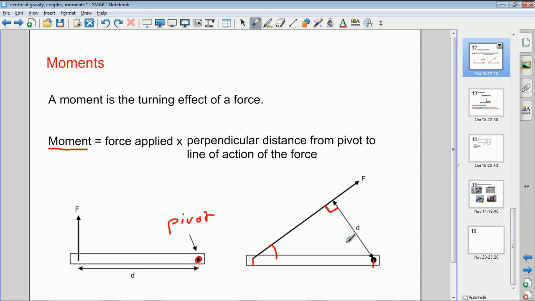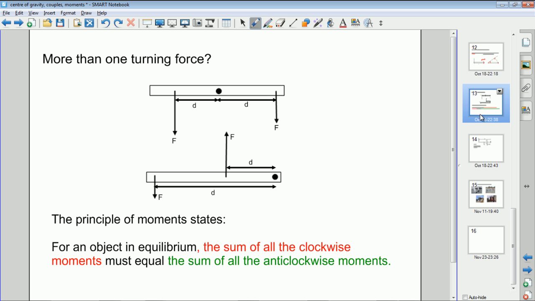But sometimes on an object or a system, there is more than one force acting. So let's have a look at this situation. We've got a pivot in the middle on this top diagram, and we have two forces acting. Now these might be because there are weights placed on the top. It might be a seesaw, for example, where you've got people on the top of differing weights.